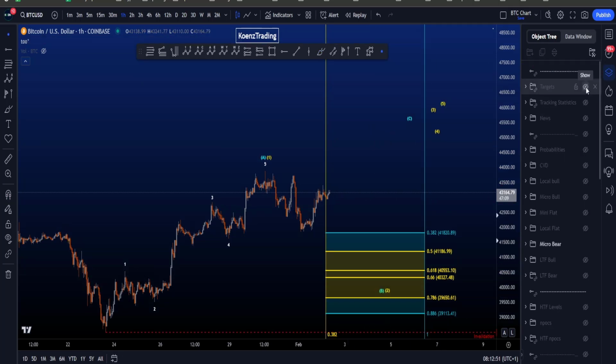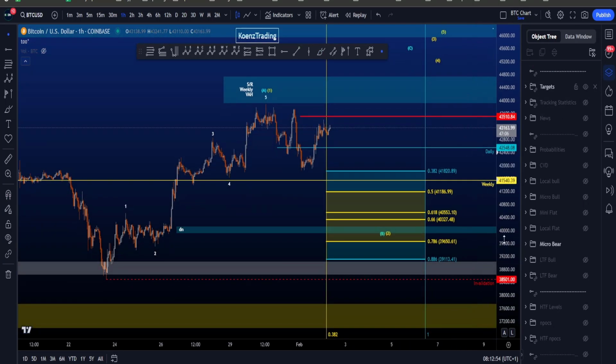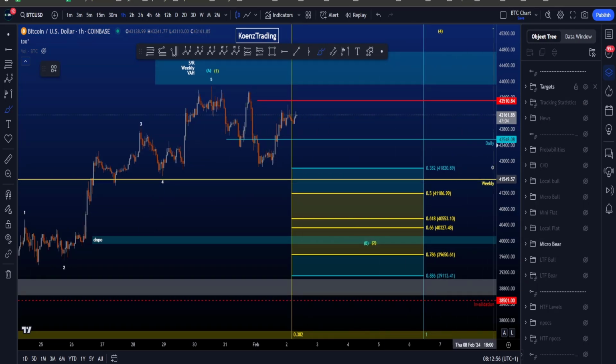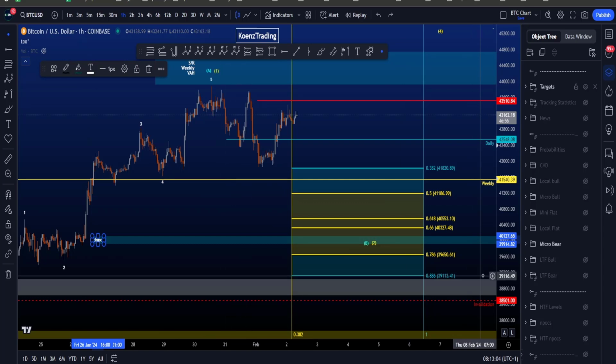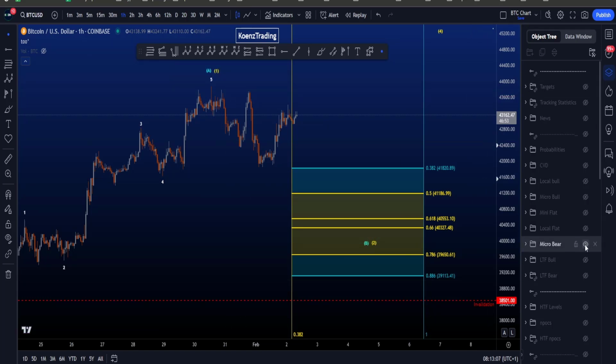Now inside this target area there are 2 main areas of interest. First of all, we have the weekly level here at 41.5k, and then we have a target box here, some additional support sitting between 39.9k and 40.1k.